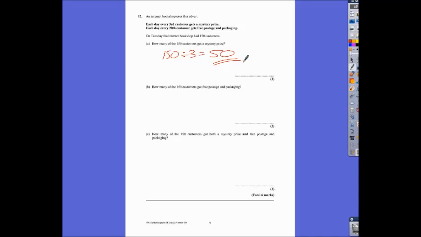How many of the 150 customers got free postage and packaging? Well, again, every 20th one. So if we divide by 20, that will give us 7.5 customers. Now, obviously, we can't have 0.5, so that would just be 7 customers. The 8th customer didn't quite get there, so the 160th customer would be the 8th person to win free postage and packaging. Part C, how many of the 150 customers got both a mystery prize and free postage and packaging?